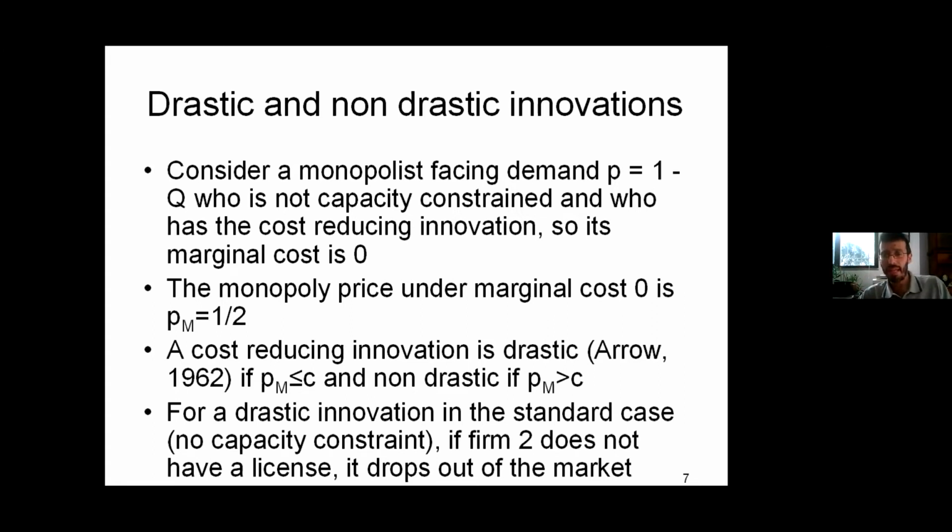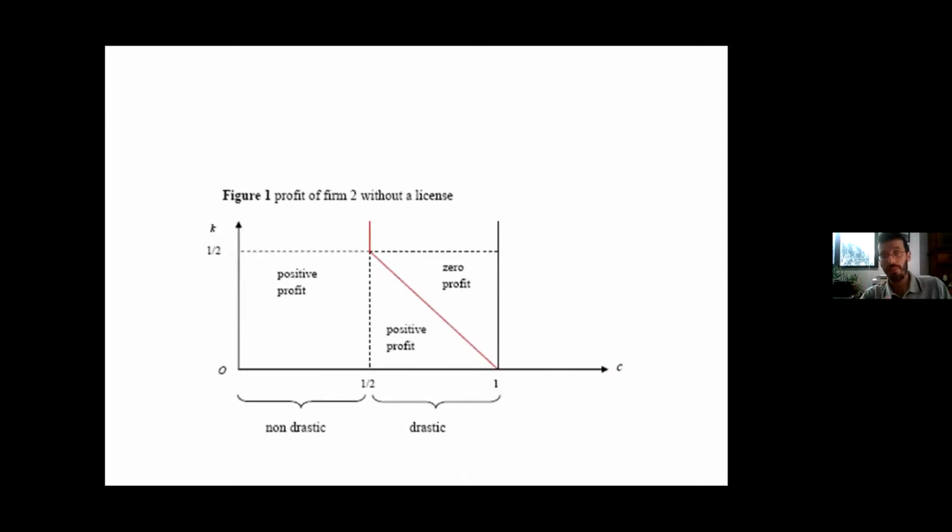So what you have is that for a drastic innovation in the standard case, so without capacity constraint, if firm 2 does not have a license, it drops out from the market. But if firm 1 is capacity constrained, firm 2 might have positive profits, even in the case of drastic innovation. And this is summarized in the following picture.